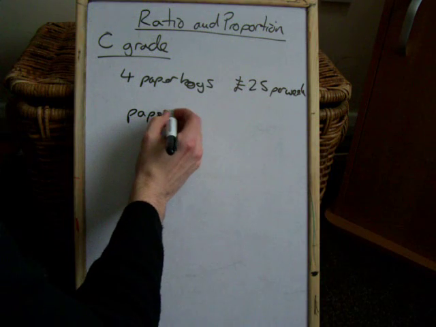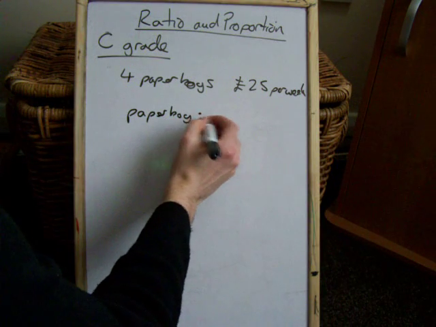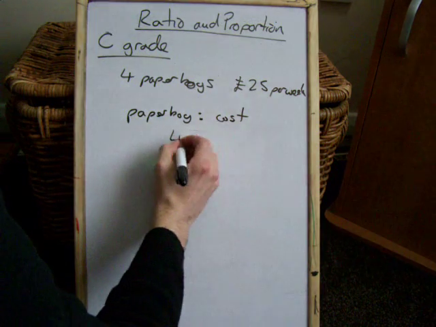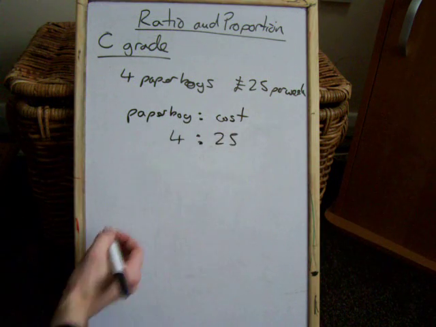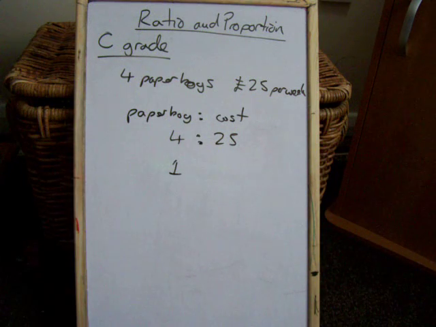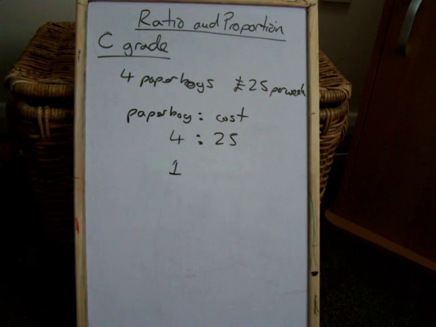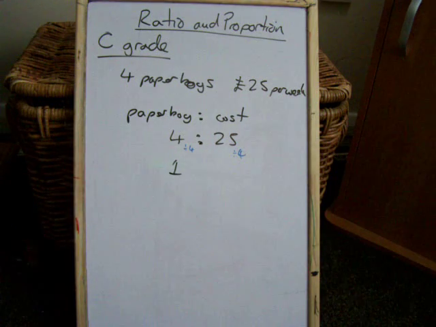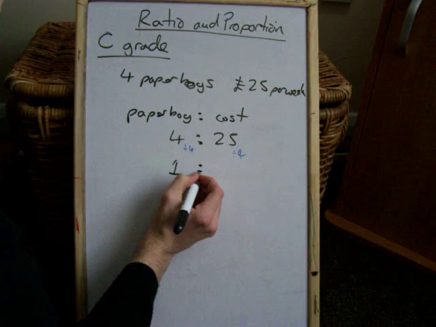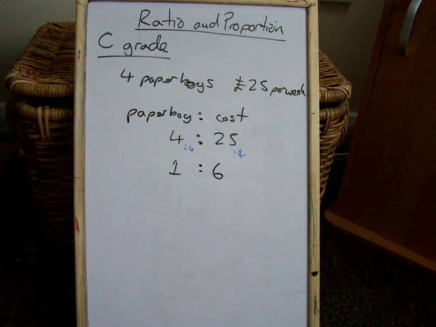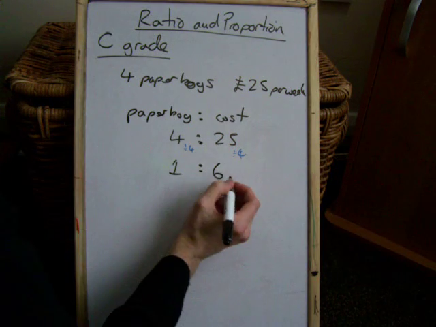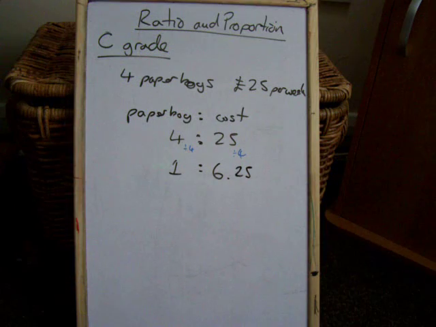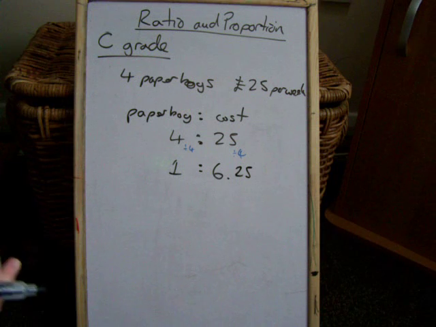So there's paper boy and cost. For 4 paper boys, it costs £25. For 1 paper boy, because this is what the unitary method is, you always go down to 1. So I've divided by 4, I'm going to divide by 4 here. 25 divided by 4 is going to give me, well, 6 4s go to 24, and then 1 divided by 4 is 0.25. So that's basically £6.25. Generally these questions will be done with a calculator because of what's about to come.